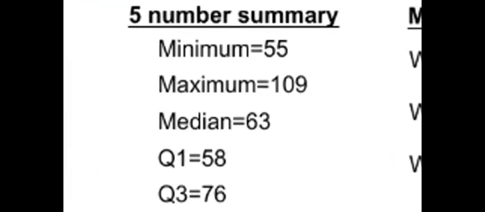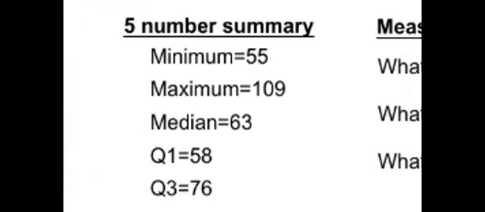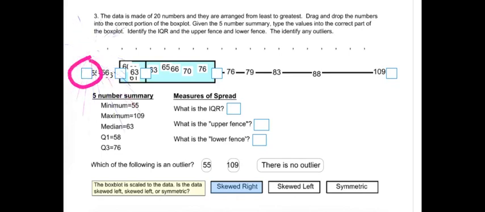We are already given the 5-number summary here. The minimum goes here in the box plot and the maximum here. Q1 or the lower quartile goes here, and Q3 or the upper quartile goes here. Finally, let's put in the median, which of course goes right here.